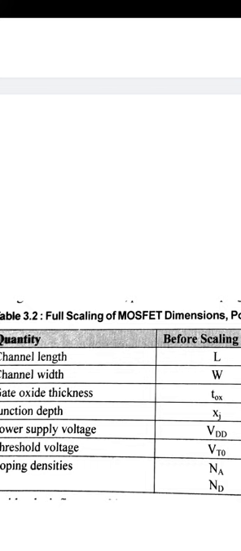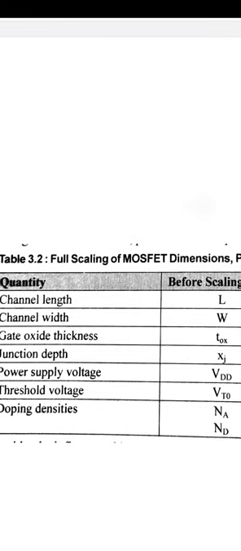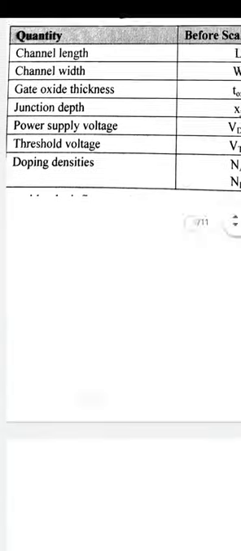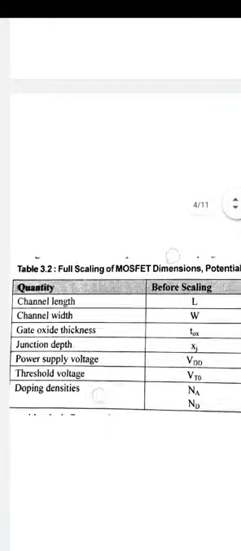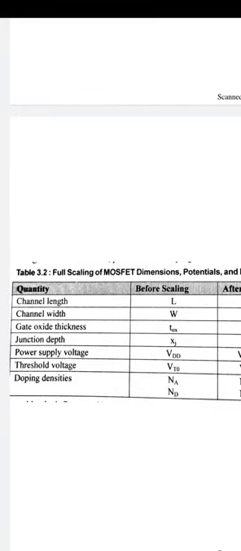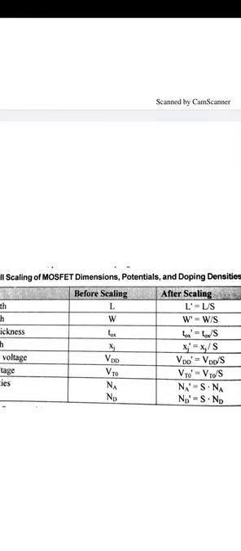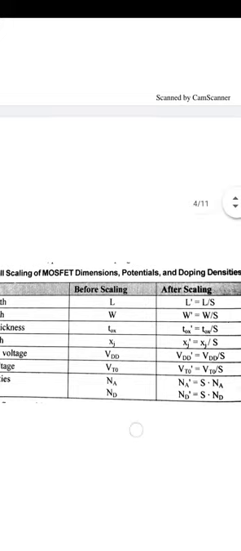conditions. So in the particular table I will explain the different length, width and doping densities before scaling and after scaling, how we divide the length, width, oxide, junction thickness, different voltages, and how the doping densities are reduced or multiplied by a factor of s. I will show in this particular table. First I will take the channel length. Channel length before scaling, value of L, then scaled down by a factor of S, L by S, that is the new value L dash after scaling.